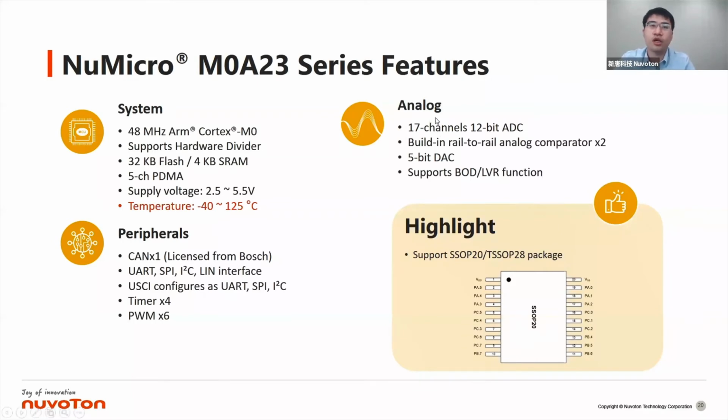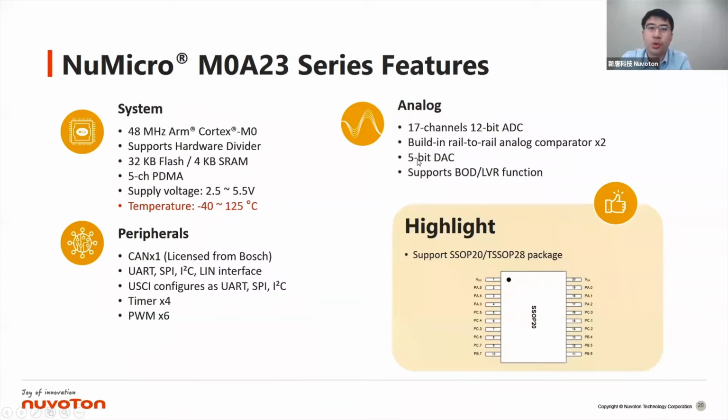Okay, and the third part is the analog function. We provide you up to 17 channels. So you can see in our SOP20, we provide you up to 17 channels. Only one channel cannot be set as ADC. Other pins can be set as ADC function. And this ADC is up to 12 bit. And we provide you the analog comparator. There are 2 comparators inside this small package.